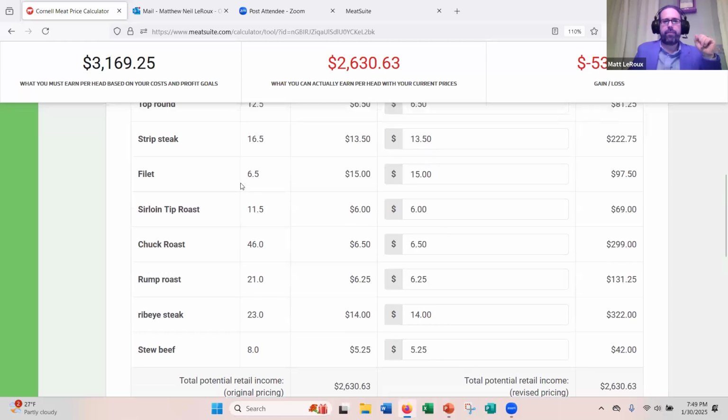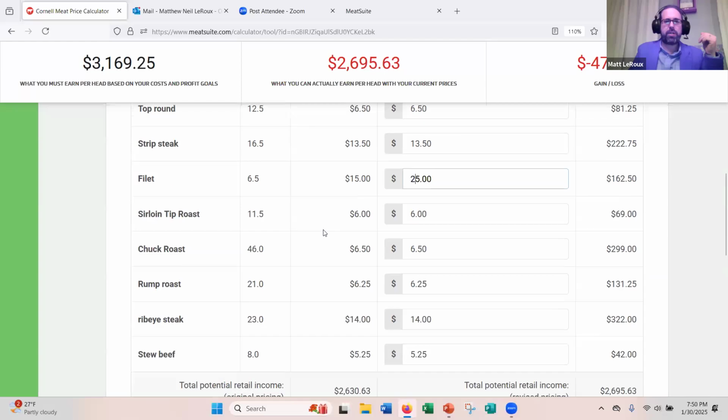I'm going to look at the fillet. All right, I was charging $15 a pound for fillet. I could increase that from $15 a pound up to 25. Notice that the gain loss has changed, so it's keeping tabs, updating the math as we go. But also notice there's only 6.5 pounds of fillet, right? So a $10 per pound price increase only gives us an extra $65 on this animal. So that's why we want you to keep that yield in mind as you start to change prices.